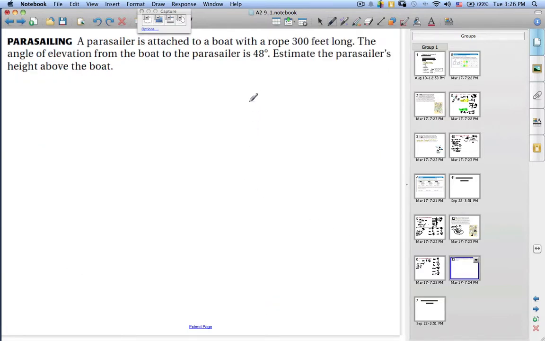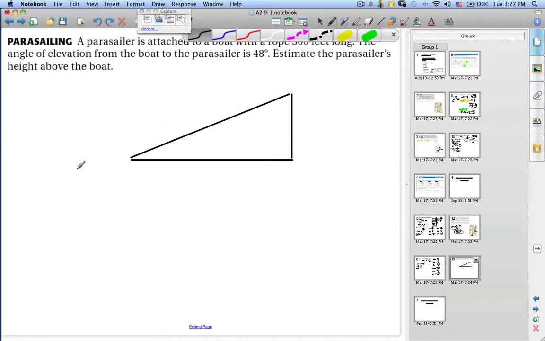We have the idea that there's a parasailer who's attached to a boat with a rope that's 300 feet long, and we're interested in knowing how high the parasailer is. So when you start thinking about this, this is a right triangle. Over here I have my boat. Over here I have my parasailer up here in the sky, right? And what I want to know is this distance. How high is the parasailer above the height of the ocean, or in this case above the height of the boat?